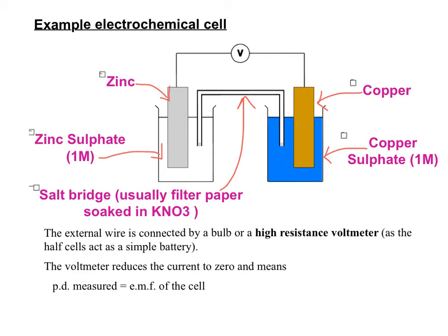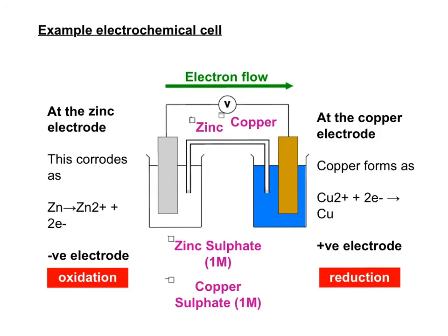You'll also notice that we have completed the circuit using electrical wires and a voltmeter. Now the voltmeter reduces the current to 0, and that means that the potential difference measured across this voltmeter is equal to the EMF or the electromotive force of the cell. We don't need to be too concerned with the physics of it, but we do need to know that what we are measuring is how easily these electrons can flow in this electrical circuit.